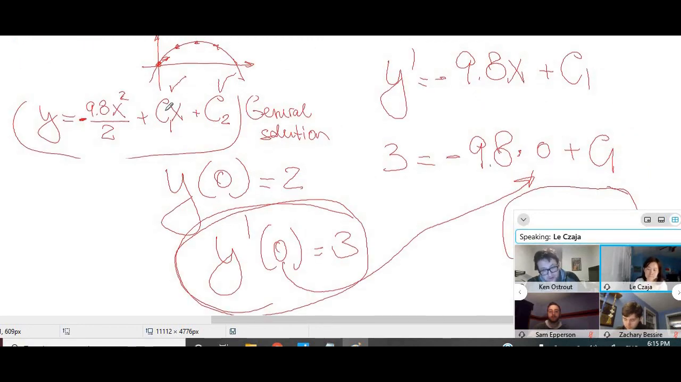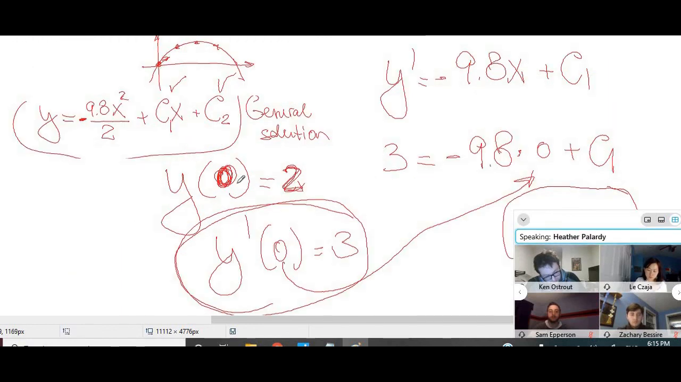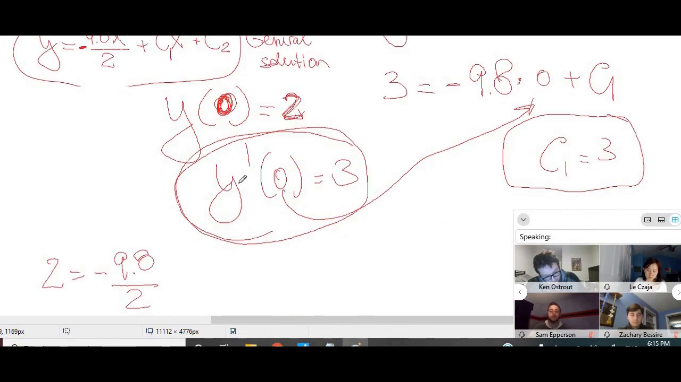But in order for me to figure out C2, I need to set the left-hand side equal to something, and I need to have an x coordinate to work with. Well, here's my x coordinate. Here's the thing that I'm going to set the left-hand side equal to, and the left-hand side is going to become 2. Then the equation tells you negative 9.8 over 2 times the value of x squared, but x is 0, right? Stop me if you have questions. I'm not into losing people.